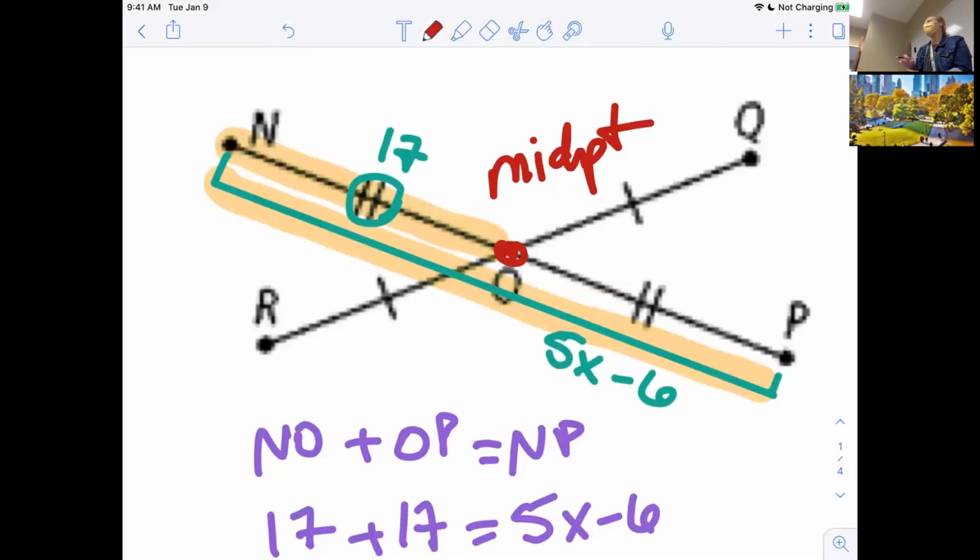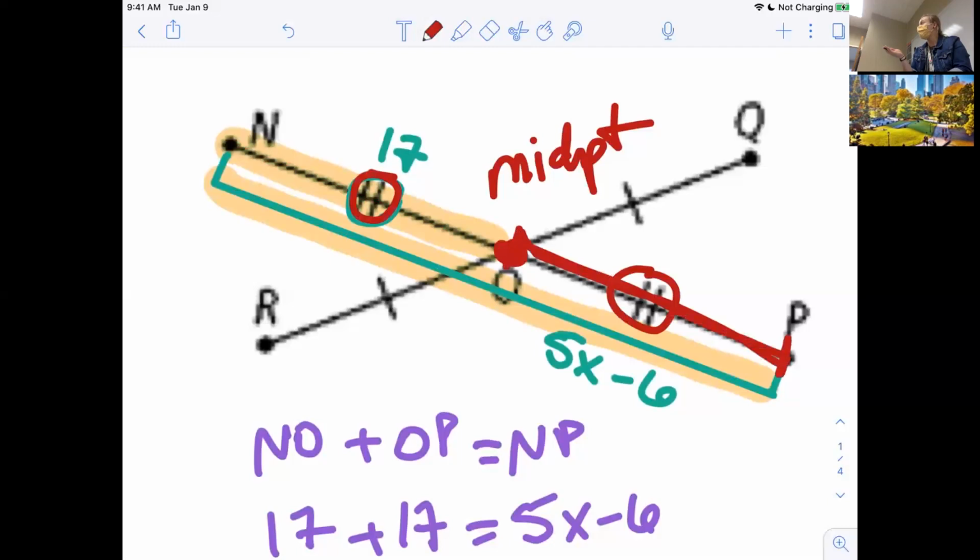Once I draw and label this, I know that it's not a possible answer to set 17 equal to 5x minus 6, but now I do see I have some congruent marks. What should I call PO? What's that distance? What's that length?